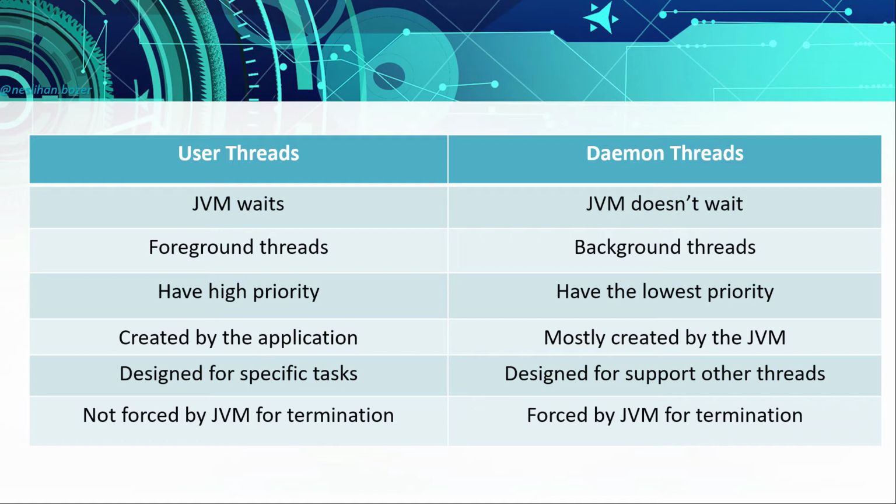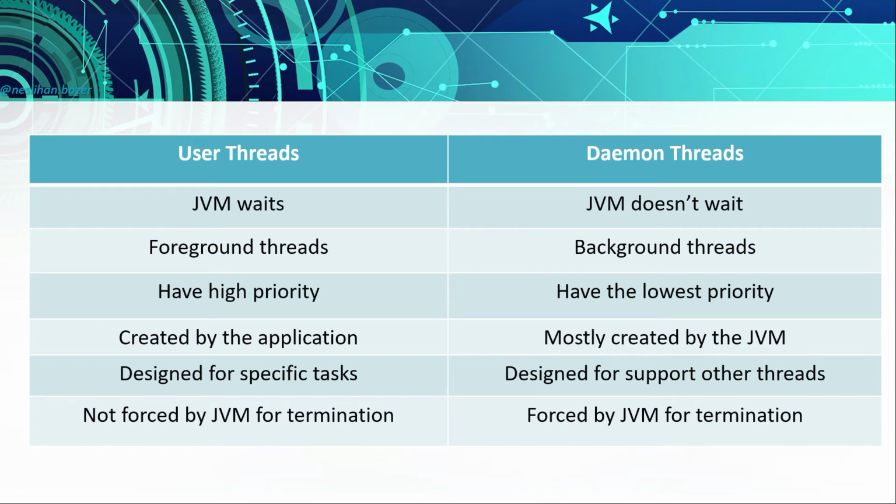JVM doesn't force user threads to terminate, whereas daemon threads can be terminated by force. JVM will not force the user thread to terminate, it will wait for user threads to terminate themselves. On the other hand, JVM will force daemon threads to terminate if all the user threads have finished their task. When there are no user threads running, JVM shuts down the program and quits.